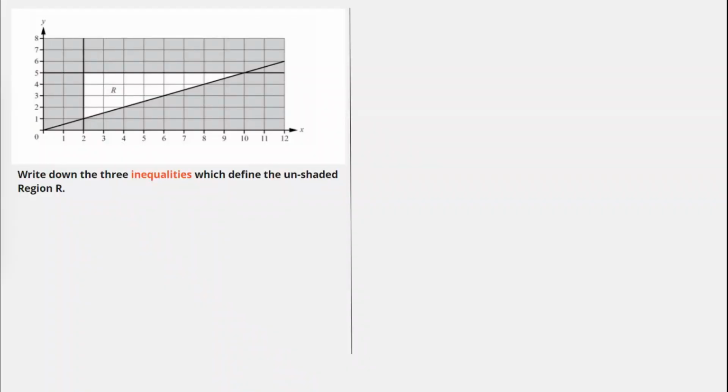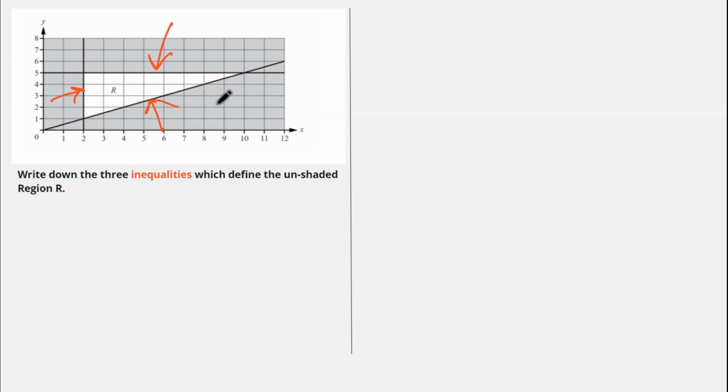Now I'll explain the concept with the help of examples. I've chosen two examples to explain the concept. For the first example, you can see the question. You need to write down three inequalities which define the unshaded region R. If you look at the region, you can see that there are exactly three straight lines, 1, 2, and 3, that bound this region.